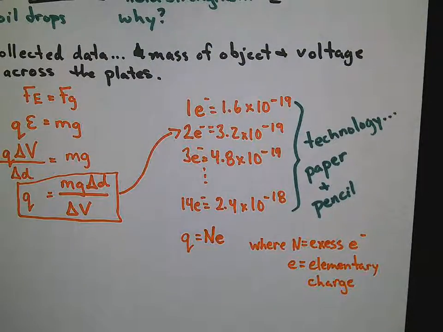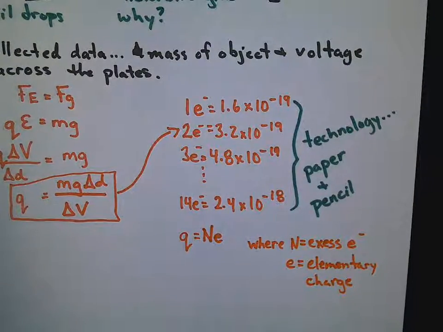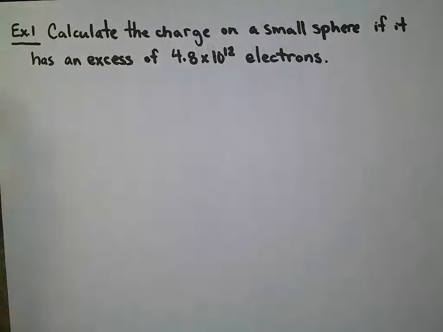Simply amazing what Millikan was able to do at such an early time. And just for the sake of argument, as usual, let us look at a few examples, like a case where we have a charge on a small sphere with an excess of 4.8 times 10 to the 12 electrons. What's the charge?